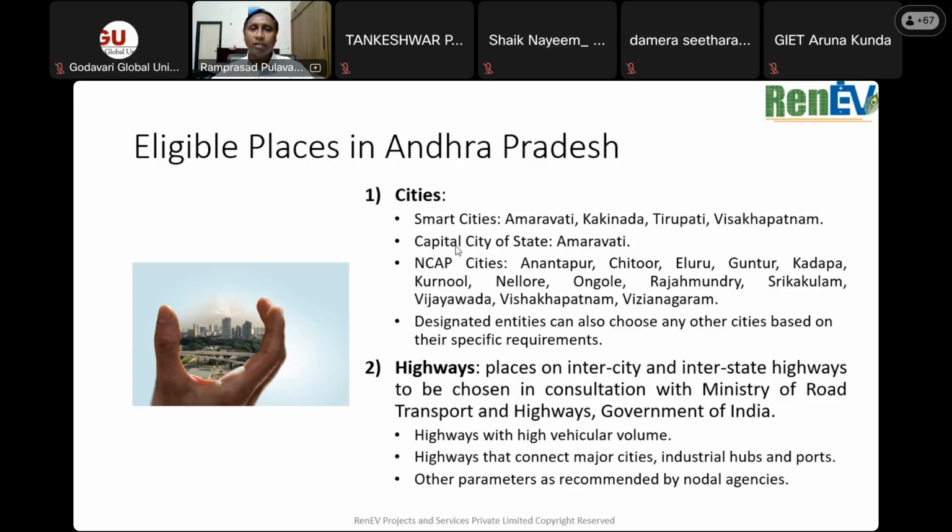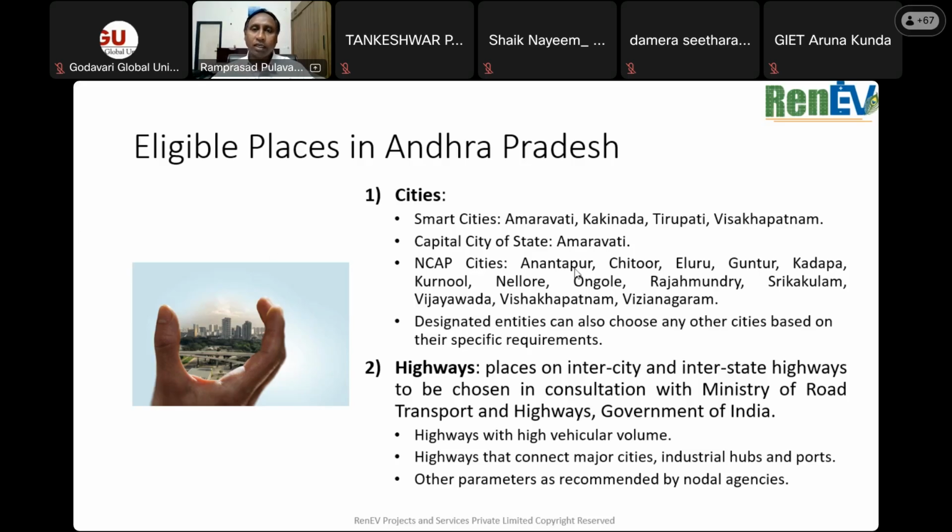There is the capital city of the state, which is Amaravati right now. And there are NCAP cities, National Clean Air Program cities. They call them NCAP cities. The fundamental of an NCAP city is they want to have less air pollution there, because of which there is an incentive for installation of electric vehicle chargers in these particular cities.